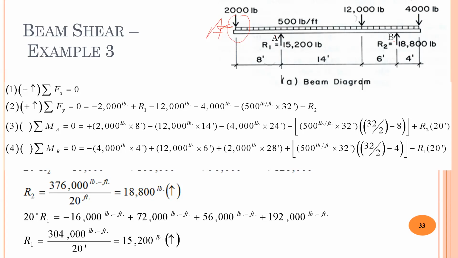But at the center of this, we have a UDL. You remember? We convert the UDL to the point load. So this is going to be what? 500 times the 32, which is that value. But what is the distance from it? What was the center? It was 16. From here to this point is 16. So how does 16 work? If here is 8, then this is 8 also. All right. So from this point it's 8.